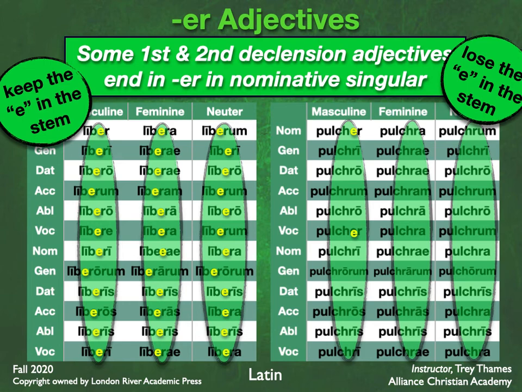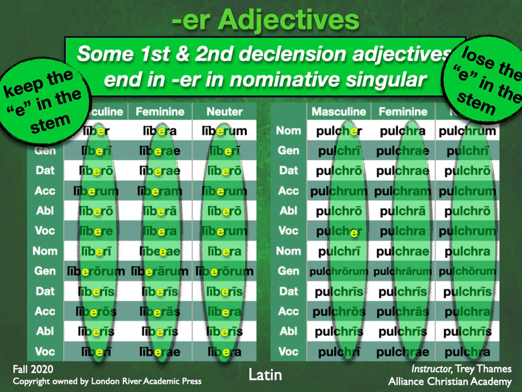But look at pulcher, pulchra, pulchrum. There is only an e in the nominative masculine singular, not in the feminine or neuter nominative singular. And when you decline pulcher in the masculine, the e drops out. It loses the e. So you have pulchri, pulchro, pulchrum, pulchro. Now, of course, the vocative is going to match the masculine nominative, so it's pulcher. That e pops back in the vocative singular, but it loses it again for the rest of the plural.